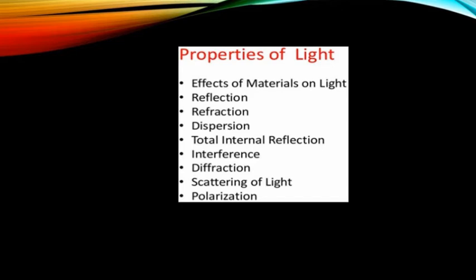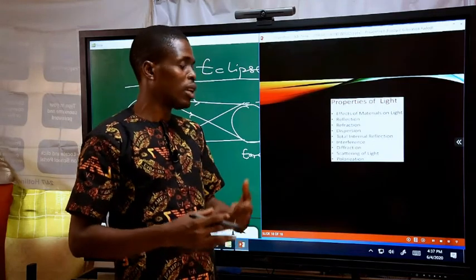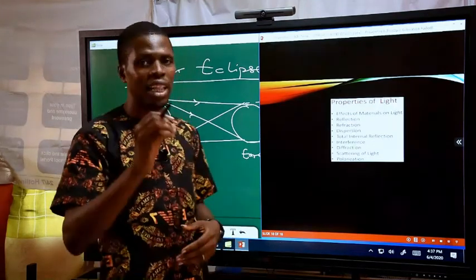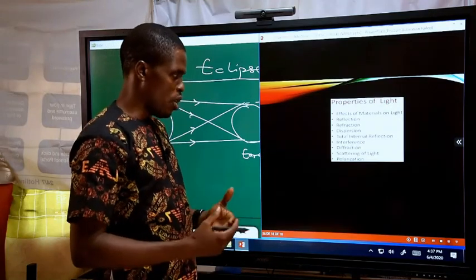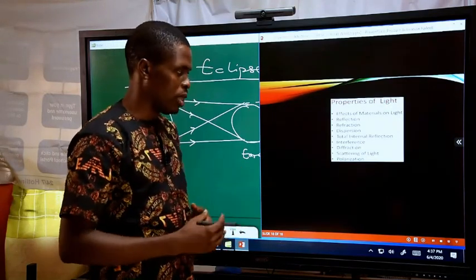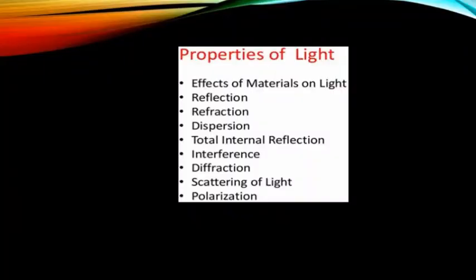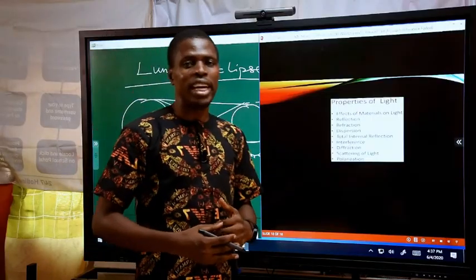Also, we look at diffraction of light. Light can be diffracted, just like waves. Waves can be diffracted, so light can also be diffracted because light is a wave. And we also look at scattering of white light. When light is scattered around, what happens? Then, under the properties of light, we will not forget to discuss polarization of light, because light is a transverse wave. We are going to conclude these light lessons with the concept of polarization of light.